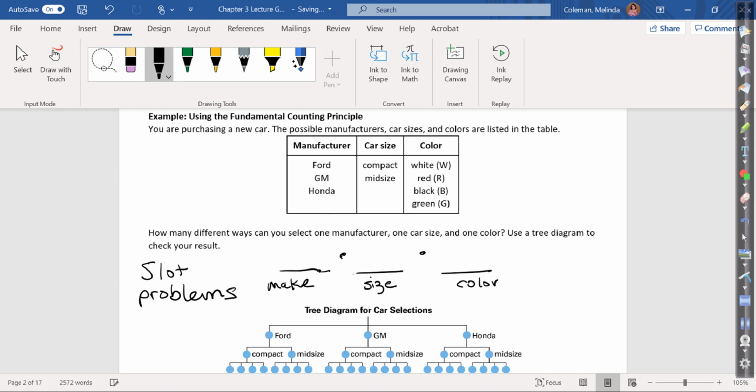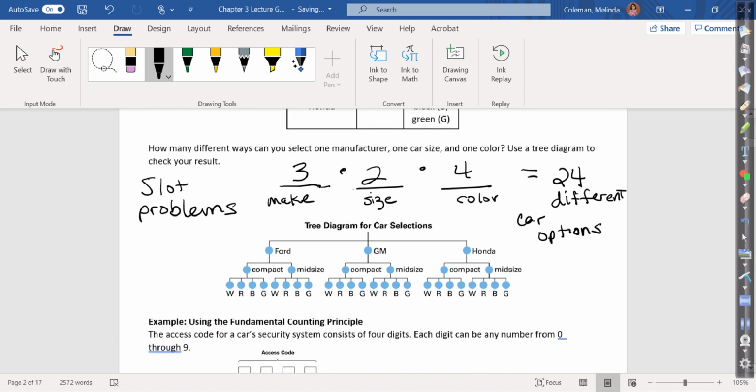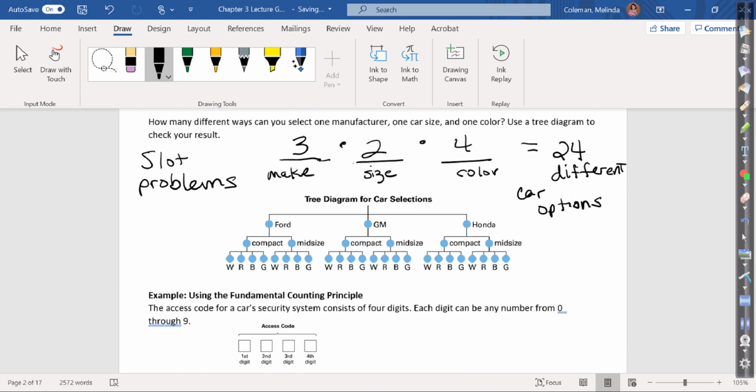How many different manufacturers? Well, we have 3 different manufacturers. We have 2 different sizes to pick from, and we have 4 different colors. When I multiply those together, 2 times 3 is 6, times 4 is 24. We have 24 different car options. And if you were to count this bottom row, 1, 2, 3, 4, 5, 6, 7, 8, another 8, and another 8, then that would give you the 24.